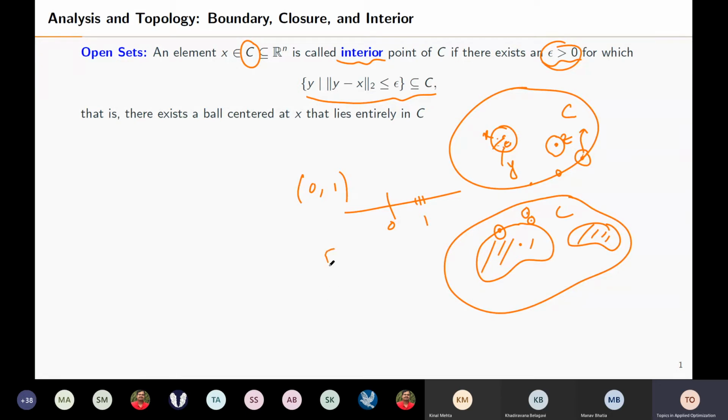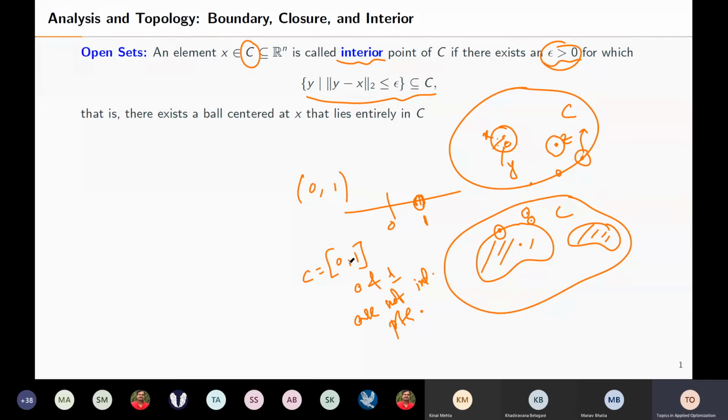And it's even more interesting for the closed set actually. So for the closed set, 1 is included, but the moment I take any ball around 1, the whole of the ball is not inside [0, 1]. This is the set C. So in this case, 0 and 1 are not interior points.